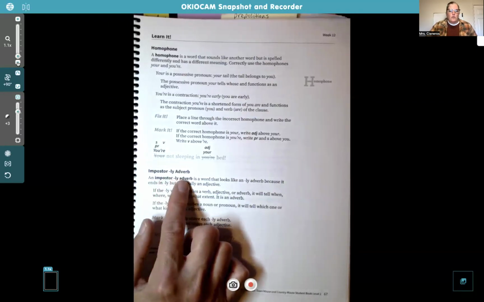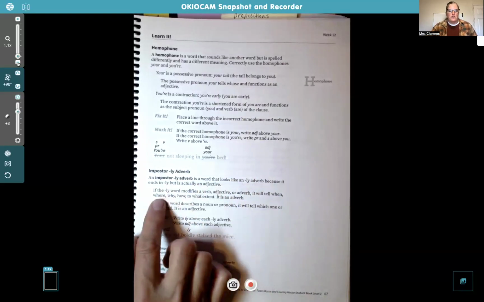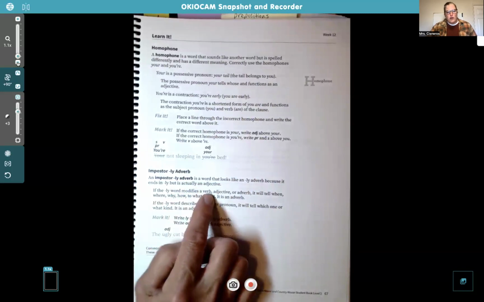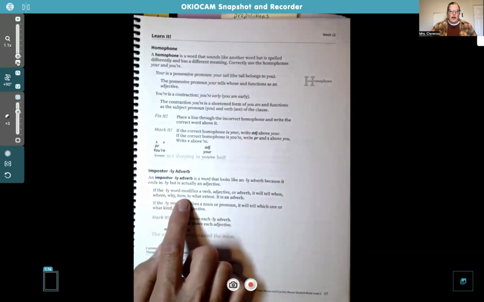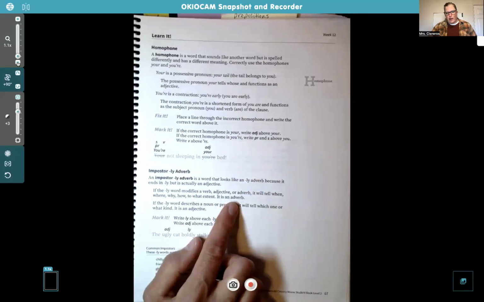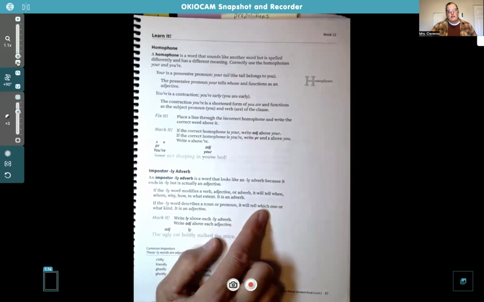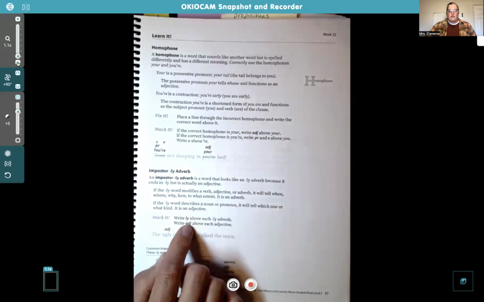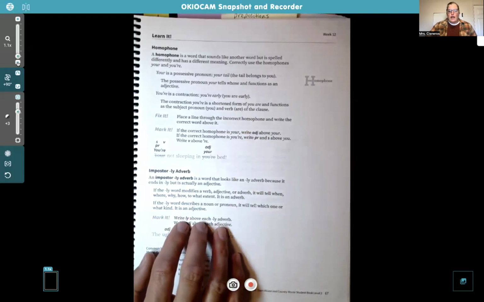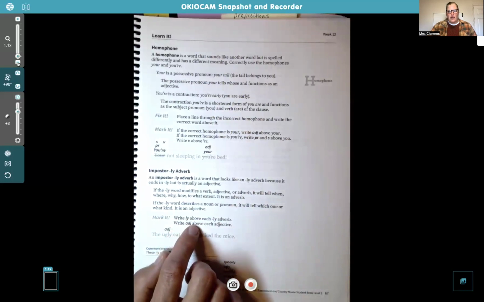So an imposter ly adverb is a word that looks like an ly adverb because it ends in ly, but it's actually an adjective. If the ly word modifies a verb, adjective, or adverb, it will tell when, where, why, how, and to what extent. That is an ly adverb. If the ly word describes a noun or a pronoun, it will tell us which one or what kind, and it is an adjective. So you're still going to mark your ly adverbs with ly, but if you see an ly adjective, don't put ly on top of that. You're going to mark it ADJ for adjective.